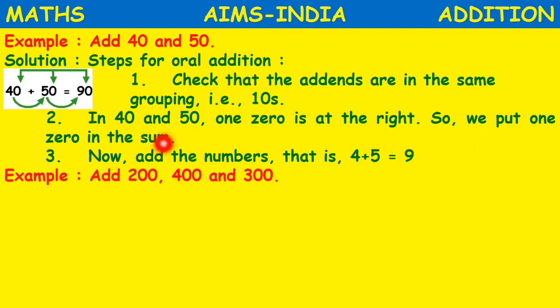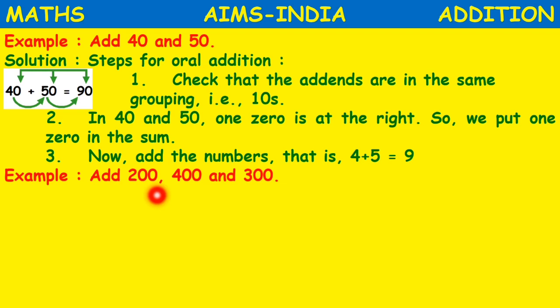See, this can be done orally only. Now we are having 40 and 50. Yes, both the numbers are having 0, so the answer will also have 0. 4 plus 5 becomes what? Do you need any paper and pencil to add 4 and 5? No, right? We know that 4 and 5 becomes 9, and after those digits we put a 0. The answer will be 90.